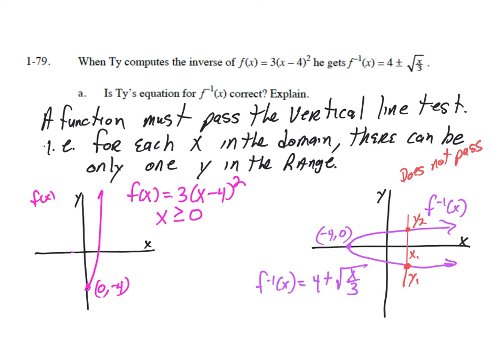So now, this will pass the vertical line test because we've gotten rid of the bottom half. And that's how you can restrict your domain. On to the next slide.